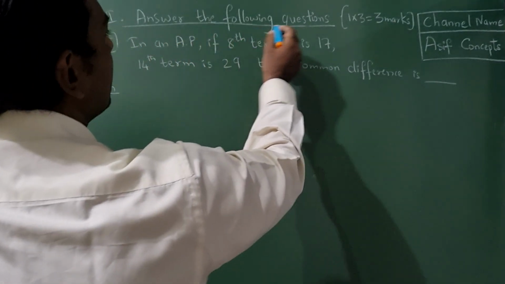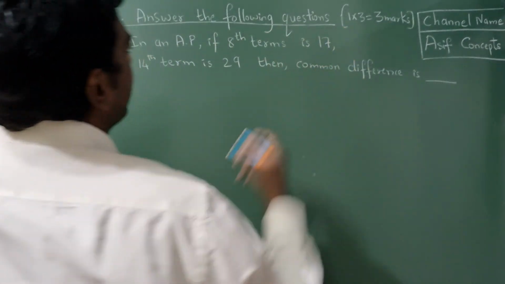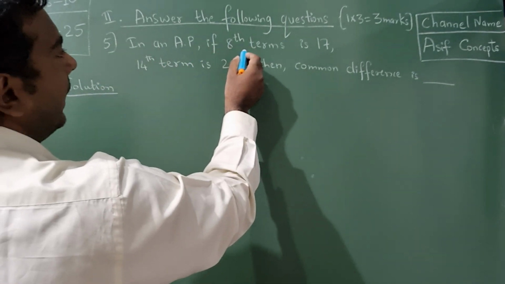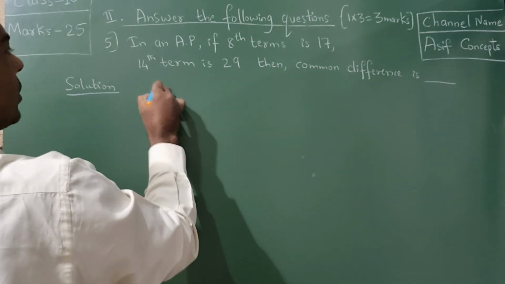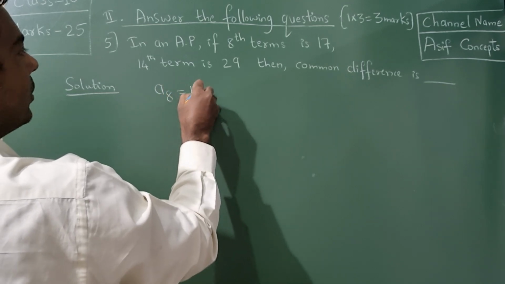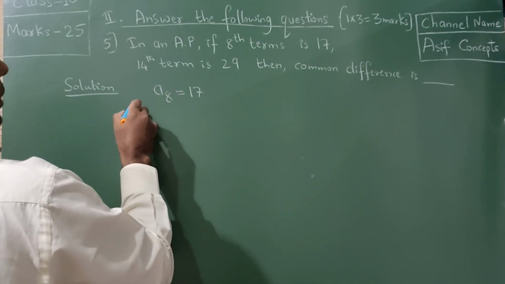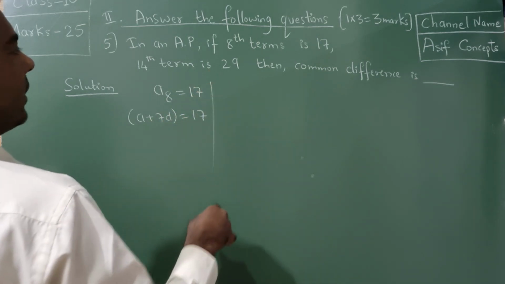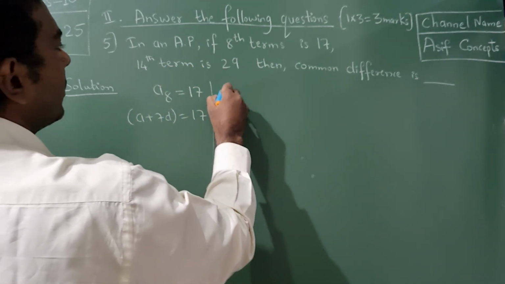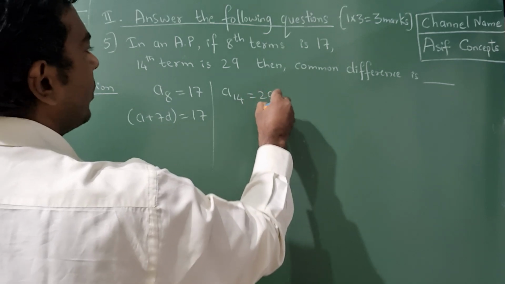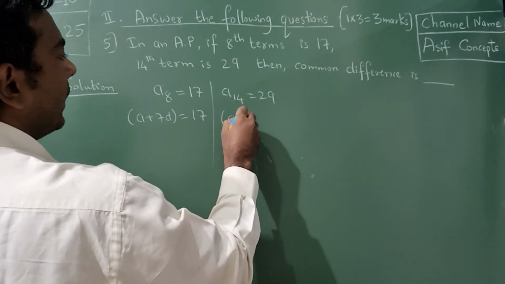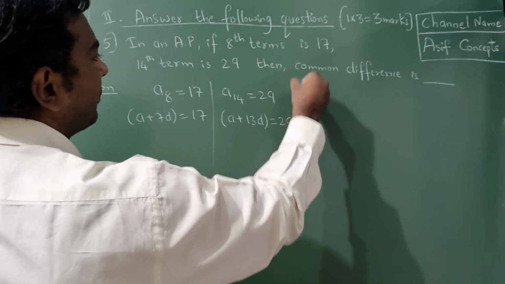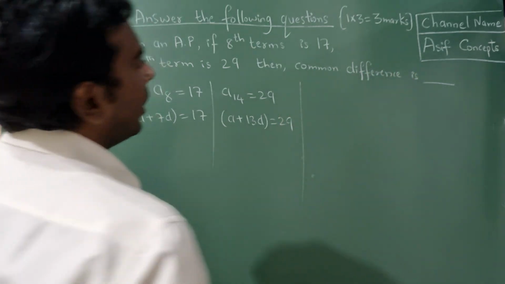Now section two, answer the following questions. 1 mark question. Okay. Fifth question is, in an AP, if 8th term is 17. So I'm going to write here A8 is equal to 17. Okay, so A8 means A plus 7D is equal to 17. Now 14th term is 29. So A14 is equal to 29. So I can write this as A plus 13D is equal to 29. Then what will be the common difference?